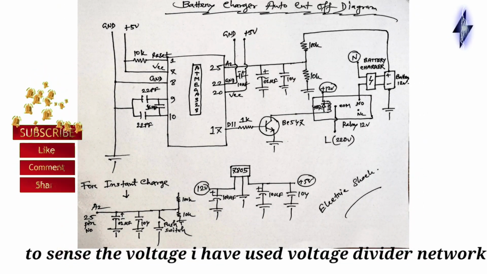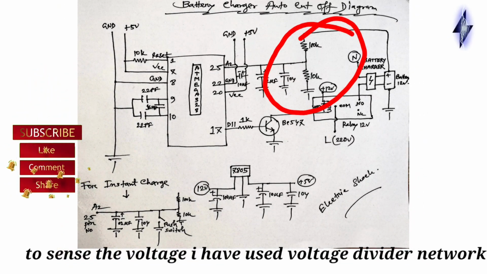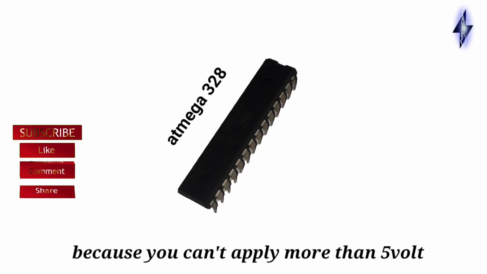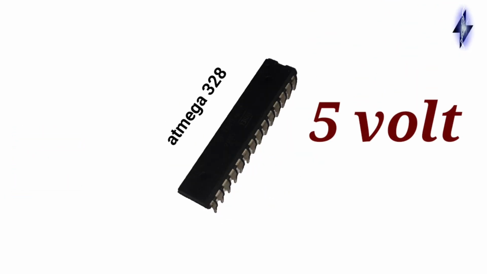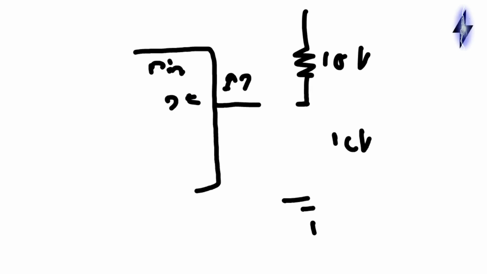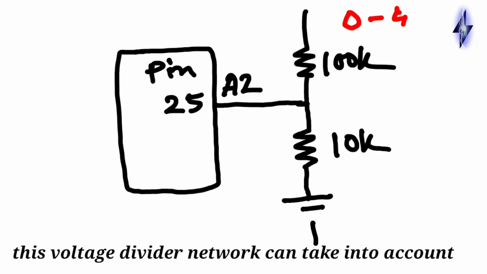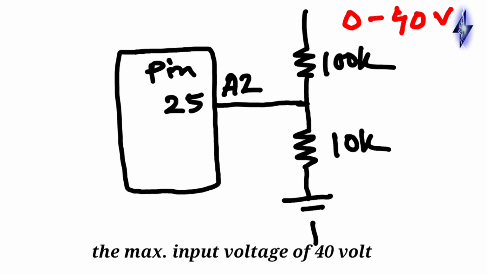So to sense the voltage, I have just used a voltage divider network, because we can't apply more than 5 volts, otherwise this IC will be damaged. So this voltage divider network can take into account a maximum input voltage of 40 volts.